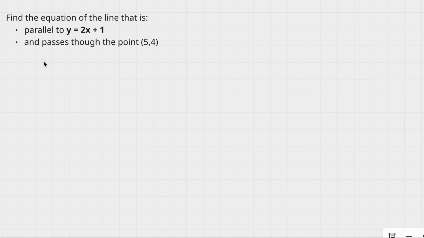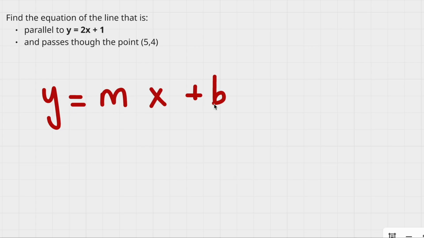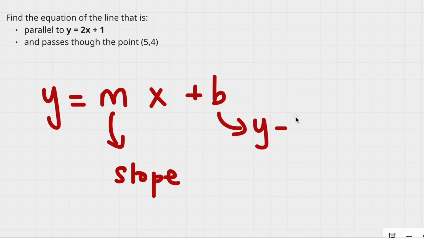Today we're going to be talking about how to find the equation of a line that's parallel to another given line and passes through a certain point. The first thing you have to know is that the equation of a line is usually written in this form, y = mx + b. M is the slope and b is the y-intercept.